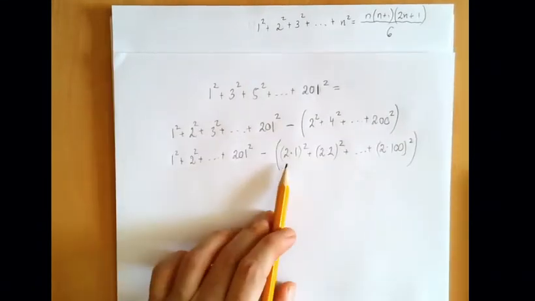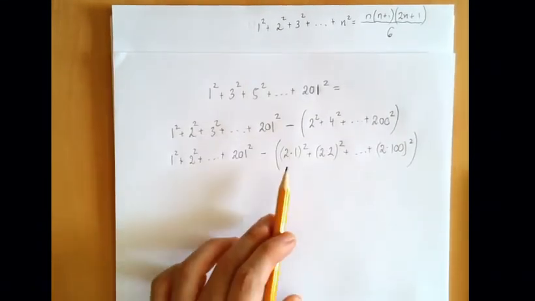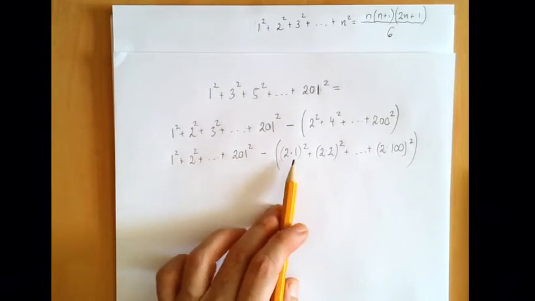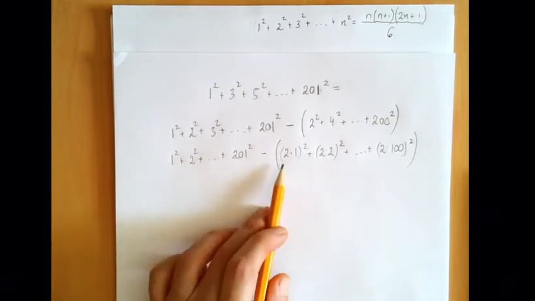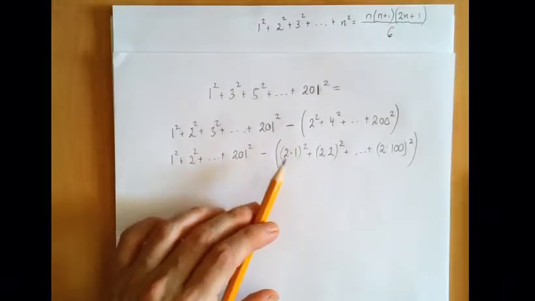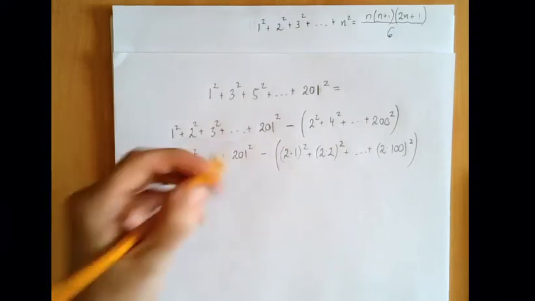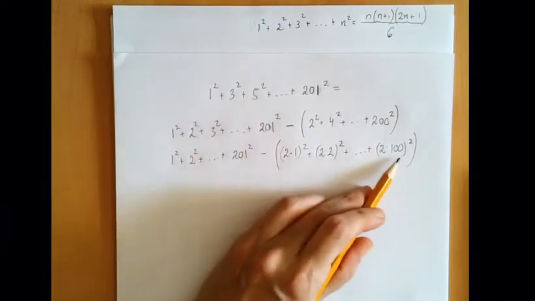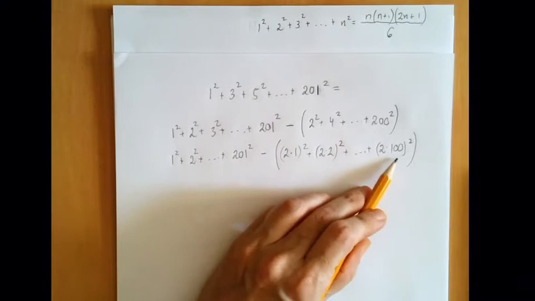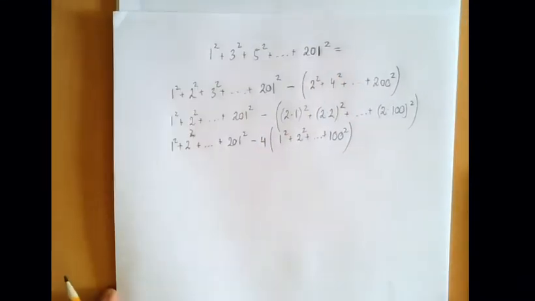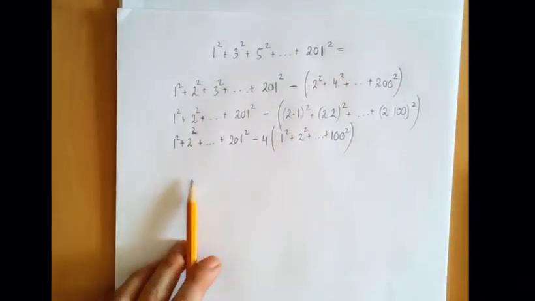So what we're squaring in this second part are the even numbers. Those are 2 times 1 and 2 and 3 and so on. So we can factor out the 2, except this is going to be really 4, right? Because 2 times 100 squared is 2 squared times 100 squared. So after we factored out the 4, this is something we can compute.